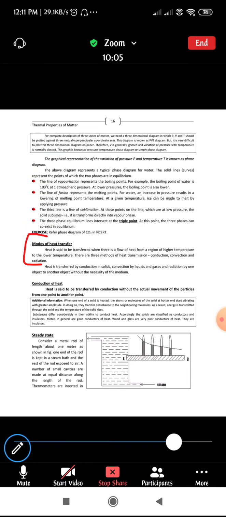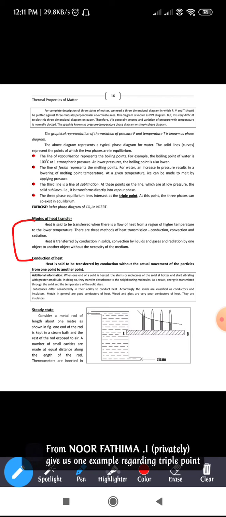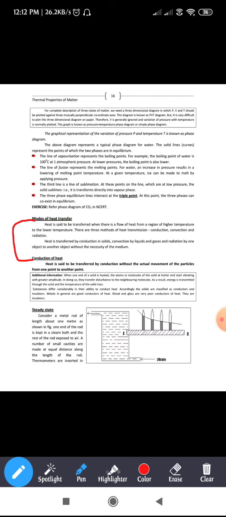Next, coming to the modes of transfer of heat. As you know, you have three modes of heat transfer, right? So let us go through the explanation of that paragraph. Heat is said to be transferred when there is a flow of heat from a region of higher temperature to a lower temperature. There are three methods of heat transmission: conduction, convection and radiation.